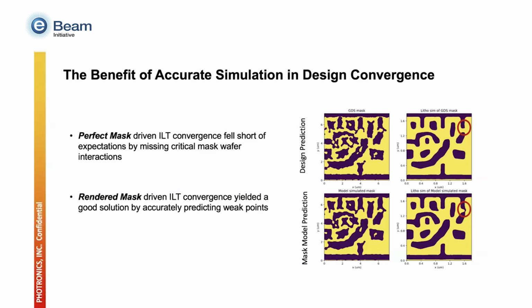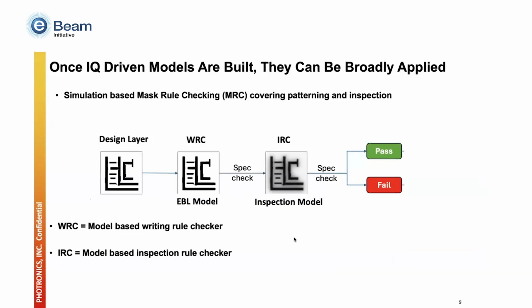So here's an example of how you might use that. Let's say you're pretty happy with that mask image quality model. Once they're built, can you use it in other things besides ILT convergence? And here's an example of how you might use that. So one thing that's very important for mask people is to make sure that the mask can actually be manufactured before you commit it to production. People call this mask rule checking.